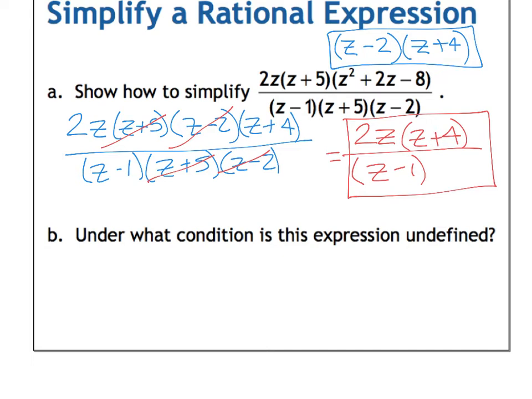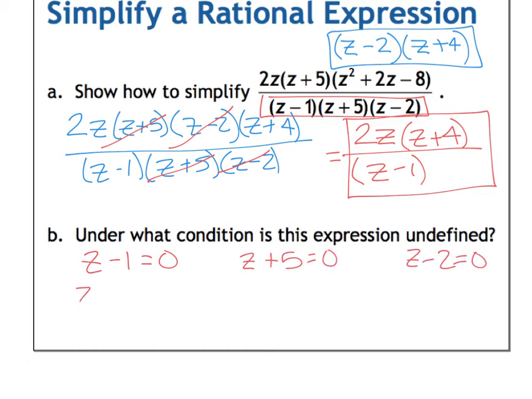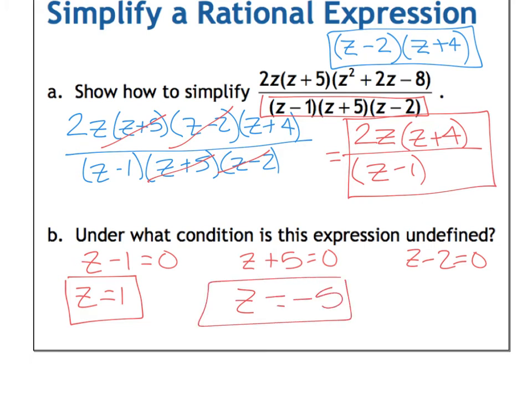So now we're going to look at our original denominator, and we're going to find where this expression would be undefined. So again, I'm going to take each of these factors, set them equal to 0, and solve for z. So I have z equals 1. So our expression is undefined at z equals 1, at z equals negative 5, and at z equals 2.